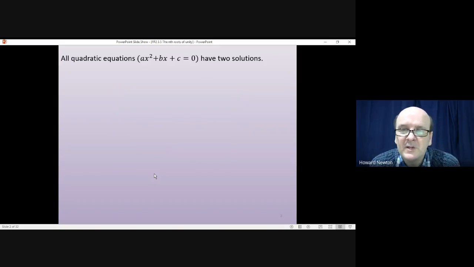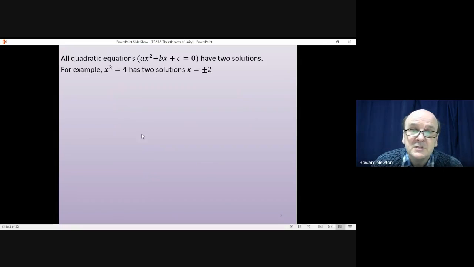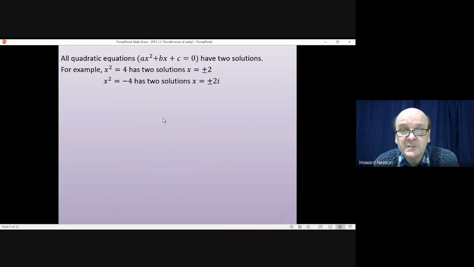All quadratic equations of the form ax squared plus bx plus c equals 0 have exactly two solutions. So something like x squared equals 4 has got two real solutions, x equals plus or minus 2. Something like x squared equals minus 4 has still got two solutions, but both of them will be complex, x equals plus or minus 2i.